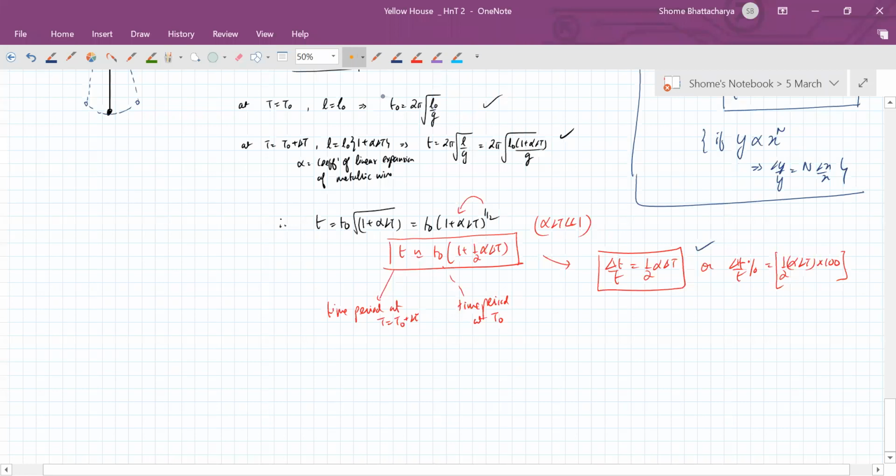So now if you compare this expression with this one, just divide them. Divide equation 2 by equation 1. You will get this relation. T by T naught is this thing divided by this. Right? So that's how we get this.